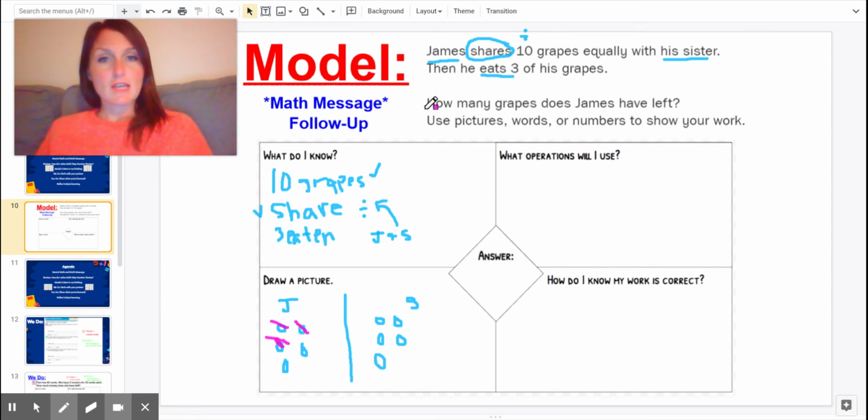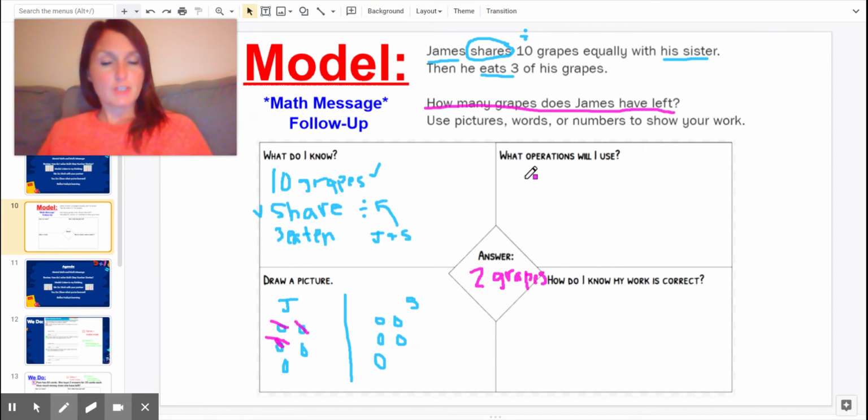So here where it says, how many grapes does James have left? What would my answer be? Well, how many does he have left? He has 1, 2. So I think my answer is going to be 2 grapes. Because that's all he has. Not how many are total. That's just what he has.